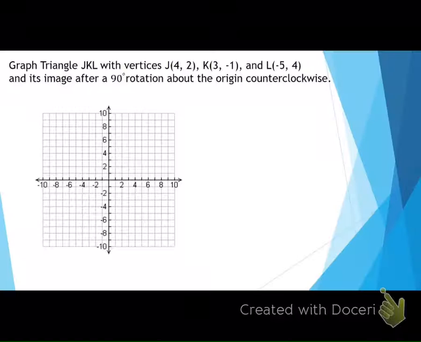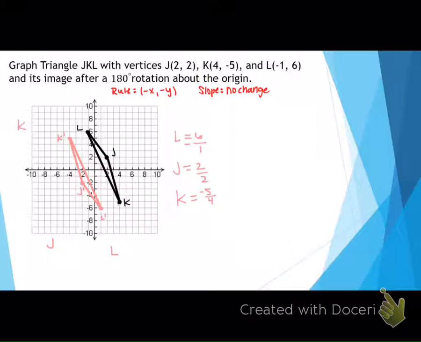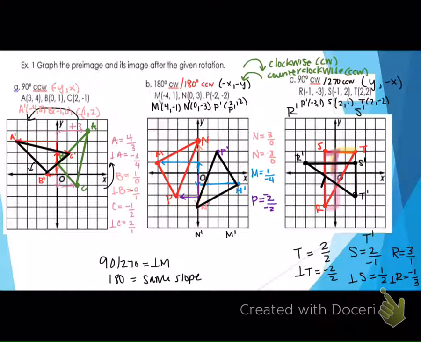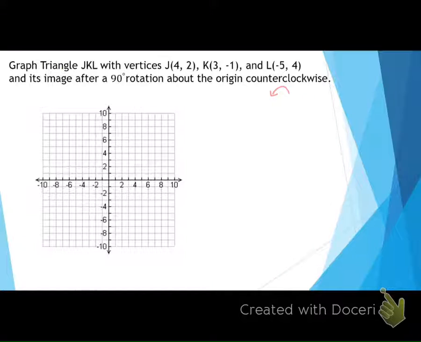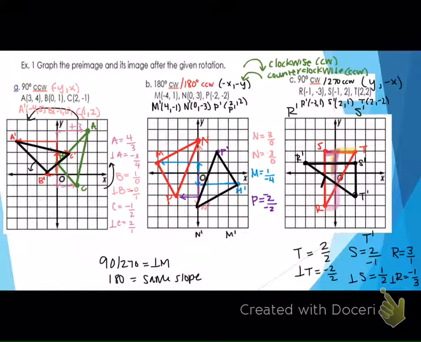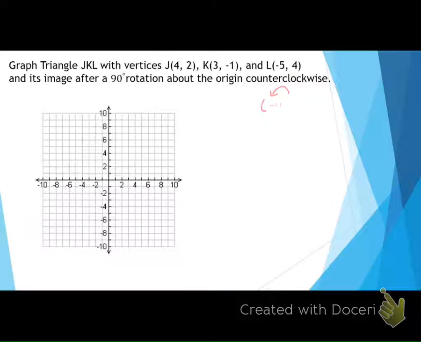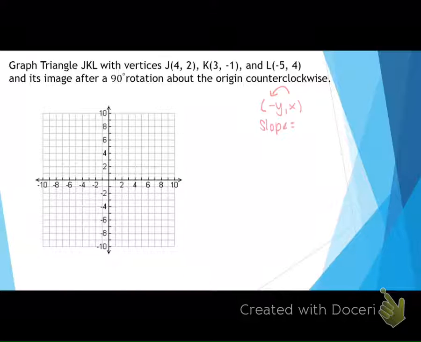All right, next one. Graph triangle JKL with those vertices, and it's going 90 degrees counterclockwise. So if you go back to our first page, 90 degrees counterclockwise was negative y, comma x. So if you want to remember that rule, you can. Or the slope needs to be perpendicular, depending on how you want to look at that.